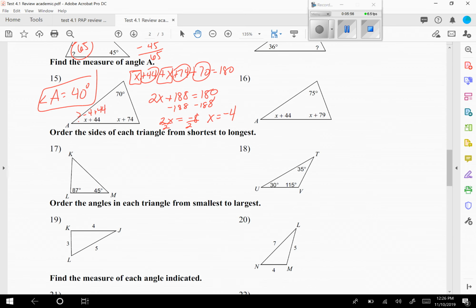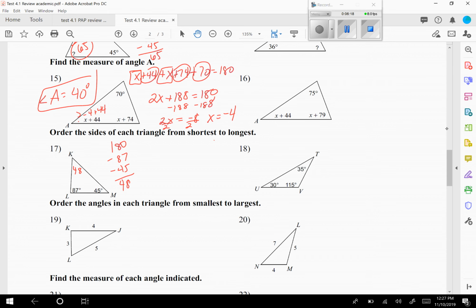Question 17. Order the sides of each triangle from shortest to longest. Okay, on this one, they've given us two angles, so we have to find the third. So do 180 minus 87 and minus that 45. So 180 minus 87 minus 45, that's 48. So that's our missing angle here.